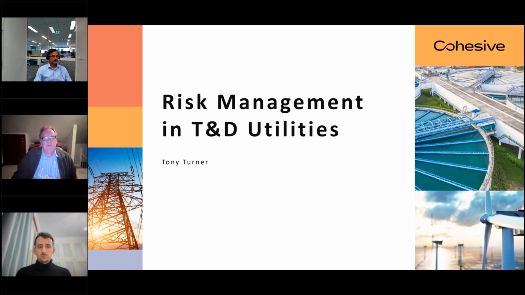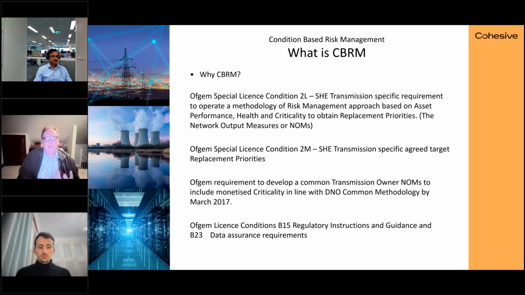Next section was risk management. And again, I'm quoting a live example here. In the UK, Ofgem is the regulator for electricity. There's a license condition. Basically, any operator doing transmission or distribution has got to have a risk management methodology, knowing the asset performance, the asset health, and the asset criticality to calculate the risk.